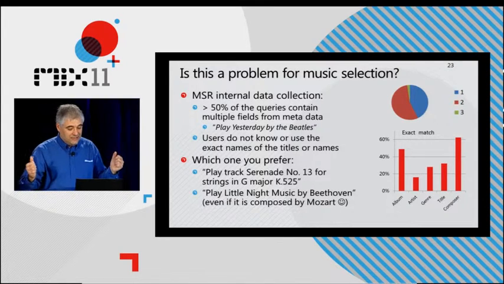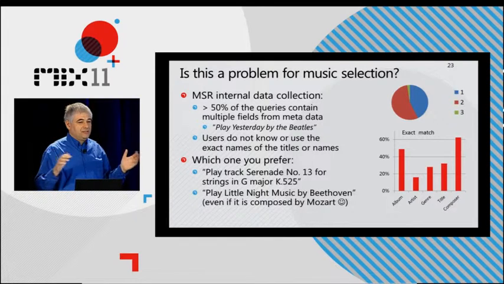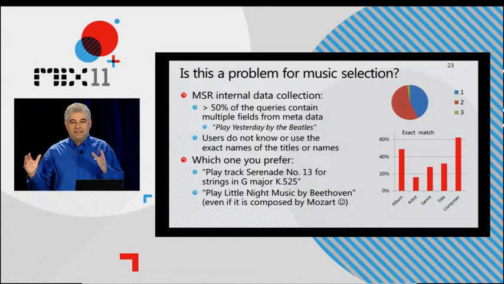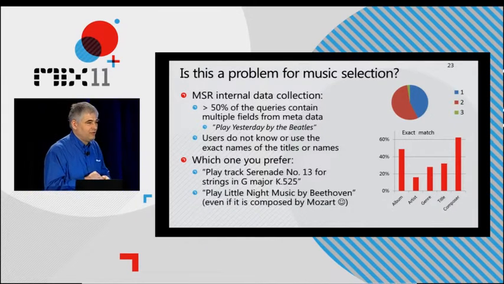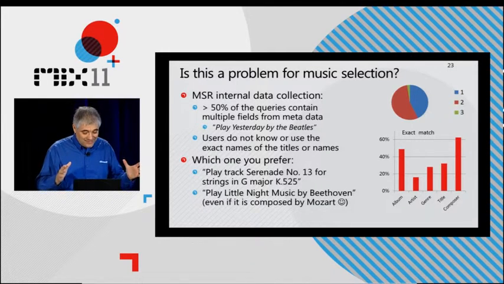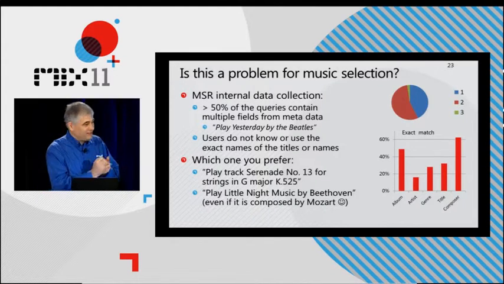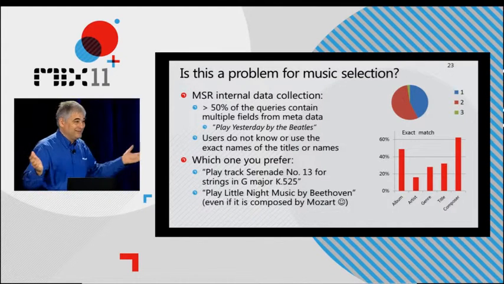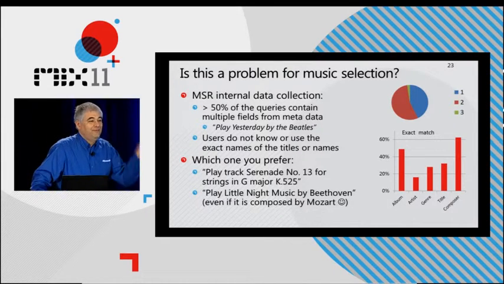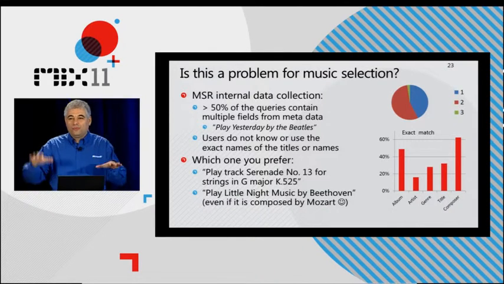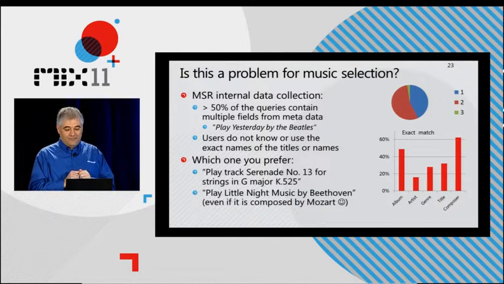and plus especially in the symphonic music, the metadata, what we have as a title is in most of the cases enormously complex and you just cannot memorize it. And I have two examples here. Play track serenade number 13 for strings in G major, K525. That's the Little Night Music. And you even want, if the user says play Little Night Music by Beethoven, even if we want to play it, even if the serenade is written by Mozart. So we have to want to tolerate human mistakes as well.